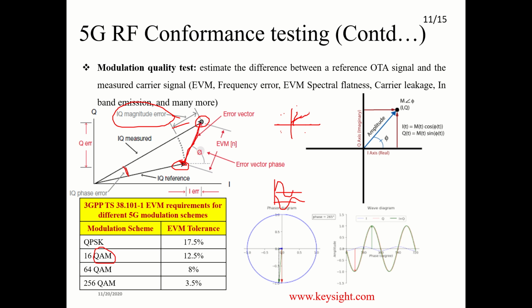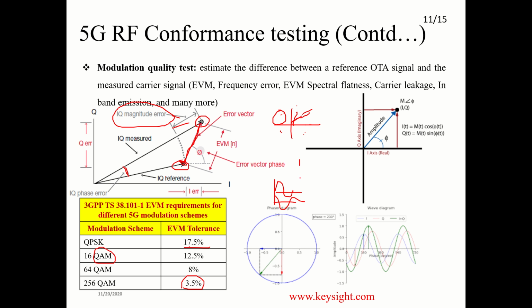This has some tolerance, so you cannot have a huge tolerance. For QPSK the tolerance is 17.5%, and you can see that for 256 QAM it is 3.5%. Why? In QPSK you have only 4 points, so even if 17% error is there and it moves like this, there is no problem for other constellation points.